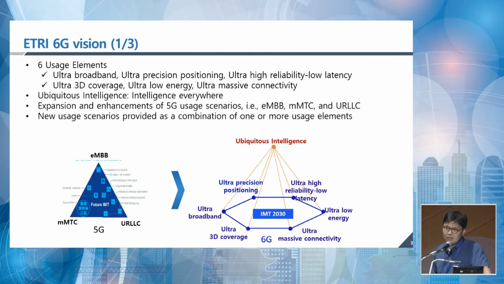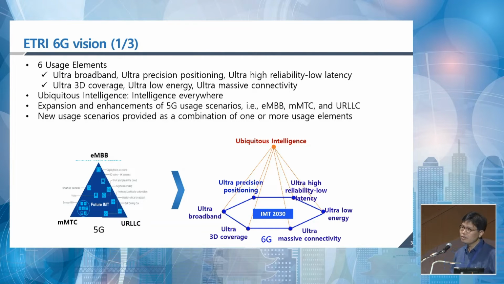This is the ETRI 6G vision. As you know, in this slide, on the left-hand side, the three representative UC scenarios in 5G will be extended to 6G UC elements. 6G UC scenarios include ultra broadband, ultra precision positioning, ultra high reliability, low latency, ultra 3D coverage, ultra low energy, ultra massive connectivity. Of course, there will be ubiquitous intelligence, which is known as AI technology. In the end, we are going to expand and enhance the 5G UC scenarios, and new UC scenarios are provided as a combination of one or more UC elements.